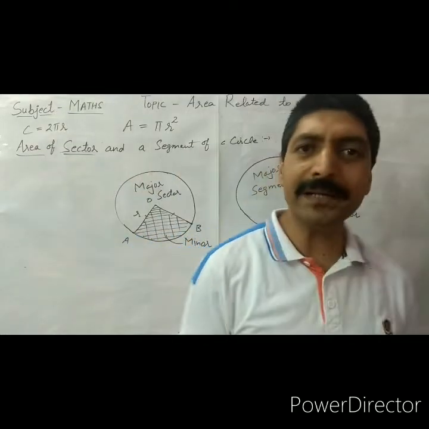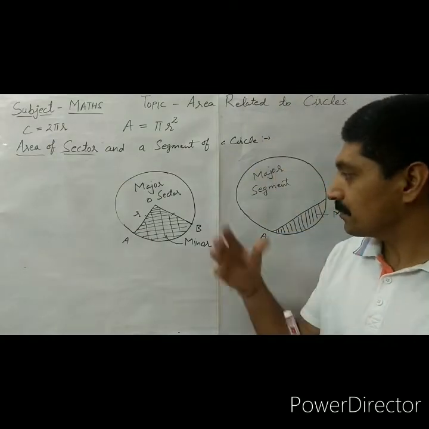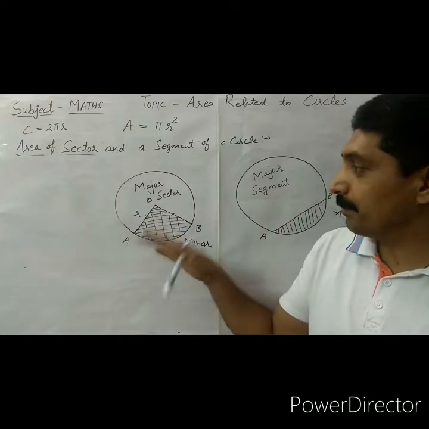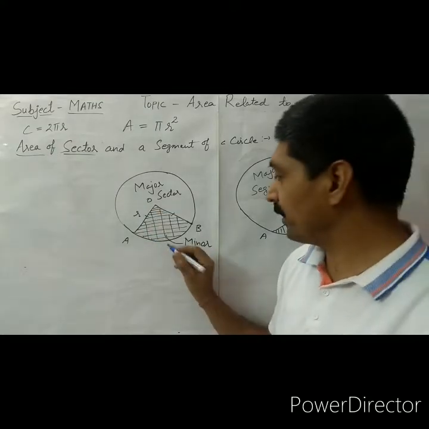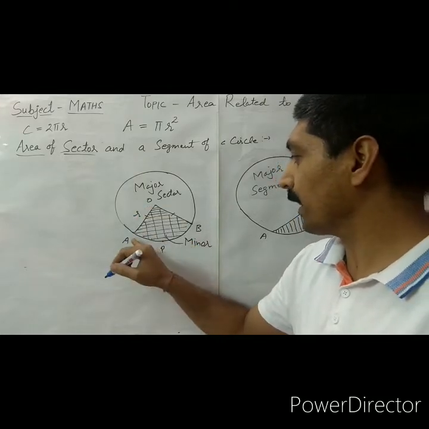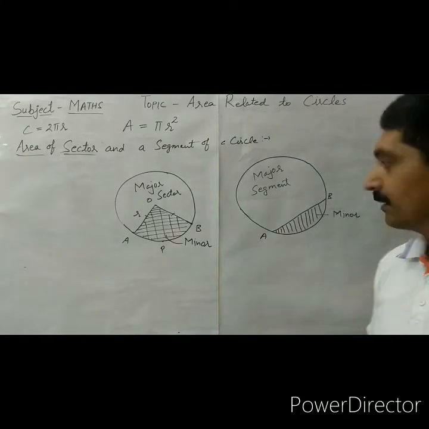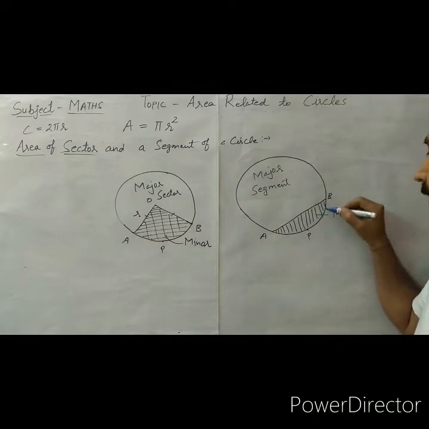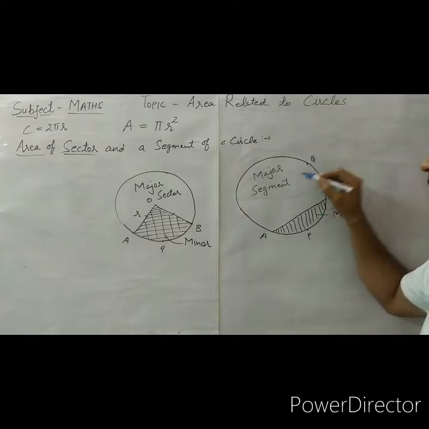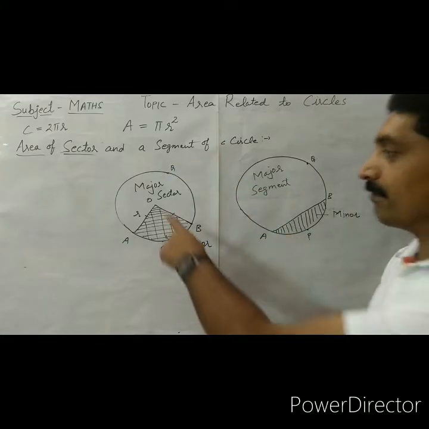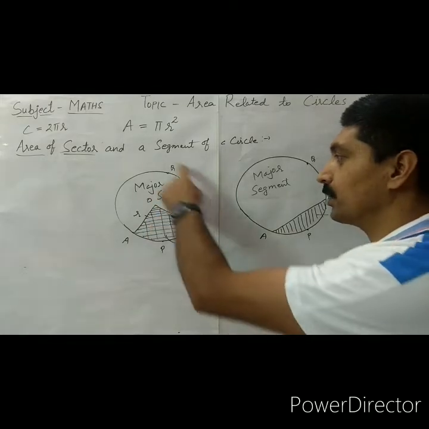So, my dear students, let's discuss their area. How to write the major and minor? Let's take a point P here. Now, we have the area OAPB. Again here, we have the area APB. Let's take one more point Q in this circle. So we have one more area OBQA.